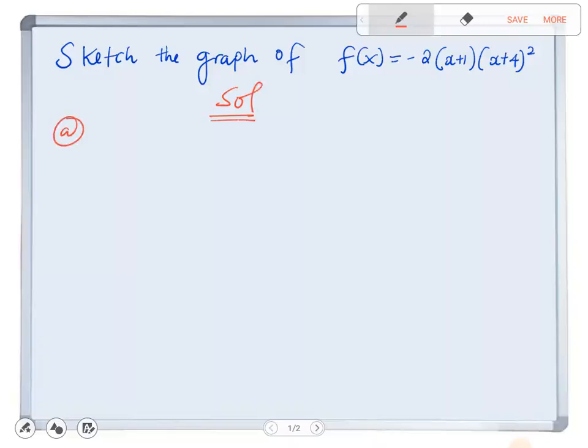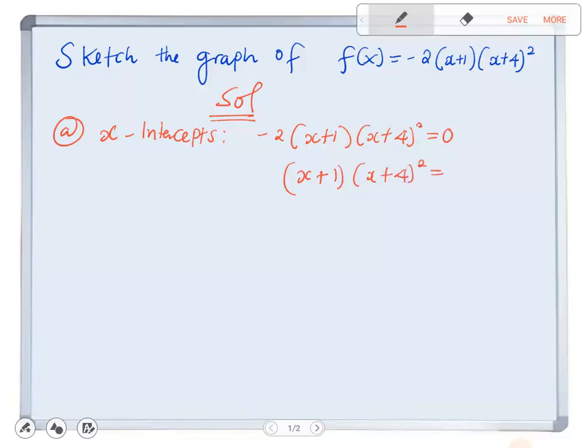The first thing is we need to locate our x-intercepts. So let us first find the x-intercepts. By equating this equation to 0, what do we get? We get -2(x + 1)(x + 4)² equal to 0. So now you can divide by -2 throughout, and we just end up having (x + 1) and (x + 4) squared equal to 0. So each part of the equation is going to be equated to 0.